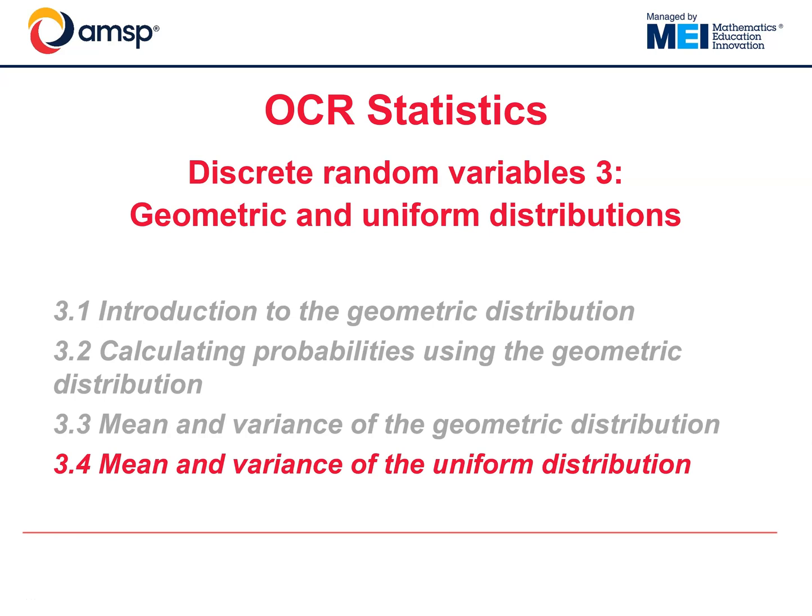Hello, this is OCR Further Statistics. We're in Discrete Random Variables 3 and the fourth and final video, the mean and variance of the uniform distribution.